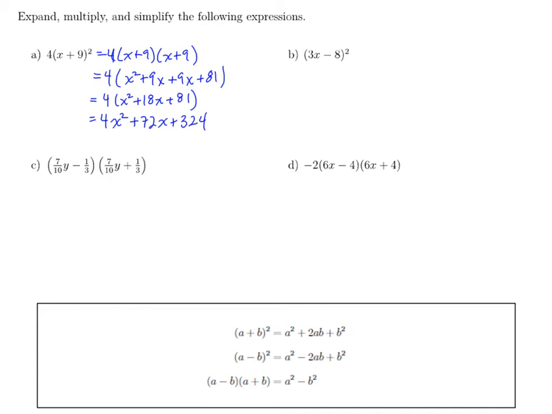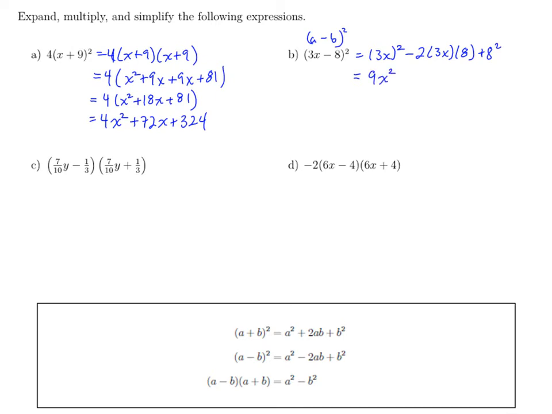In this next example, we have 3x minus 8, and that quantity is squared. So let's use one of those special formulas here. We'll use the second one, where we have the quantity a minus b squared. And so if we think of this as a minus b, quantity squared, then we're thinking of a as 3x and b as 8. So we'll have quantity 3x squared minus 2 times 3x times 8 plus 8 squared.